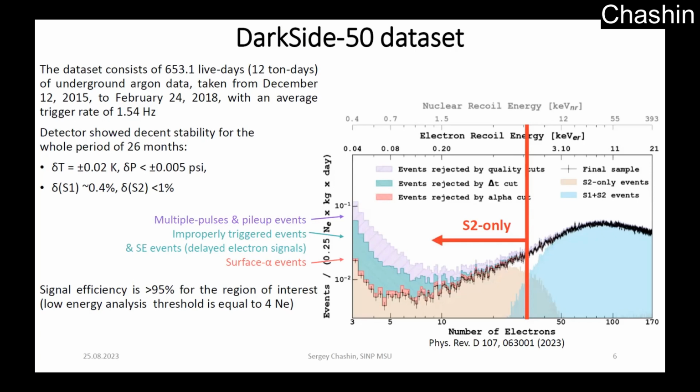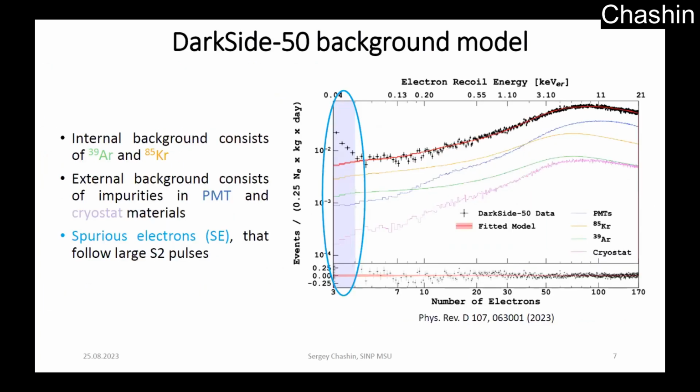On the data, there were some quality cuts applied, which can be seen on this slide. And after the cuts, the signal efficiency in the region of interest is more than 95%. The region of interest for low energy analysis is between 4 and 170 ionization electrons.